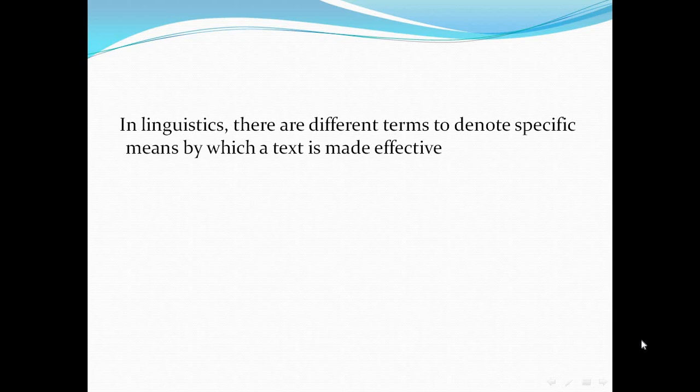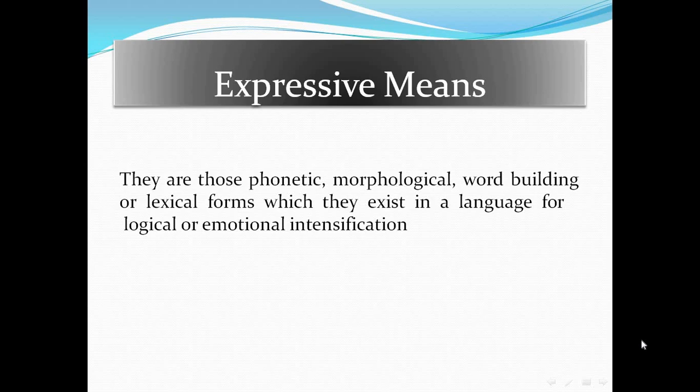There are different ways, actually, that a speaker or a writer can use to indicate different meanings, different emotions, and different connotations. This can be done in two different ways. The first one is the expressive means, and another technique is the stylistic devices. Let's start first by talking about the expressive means.